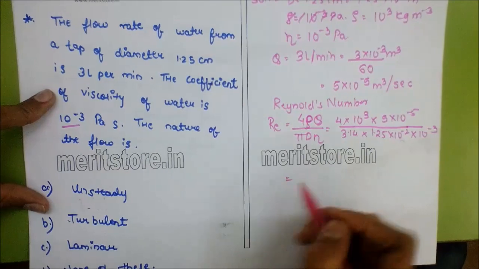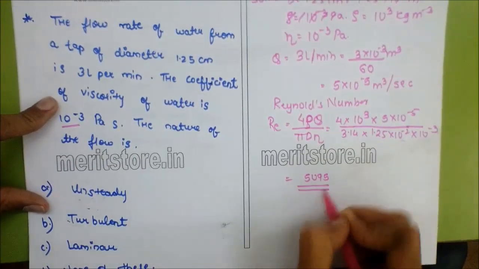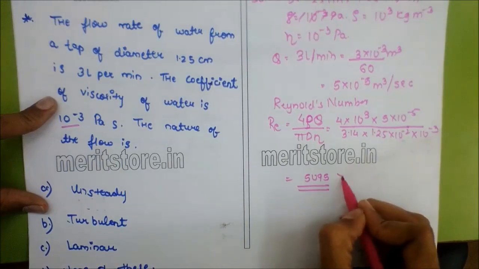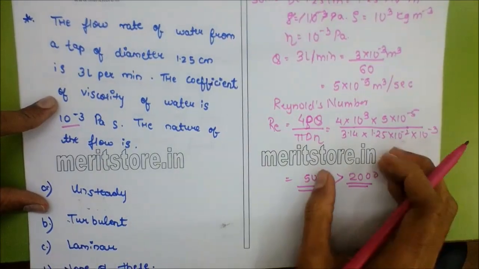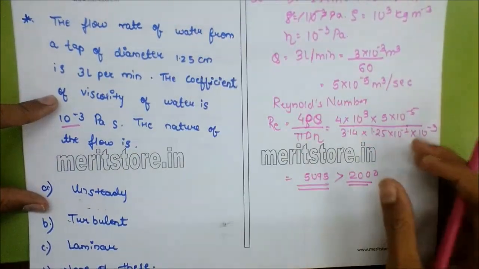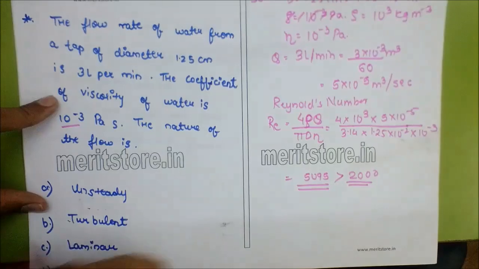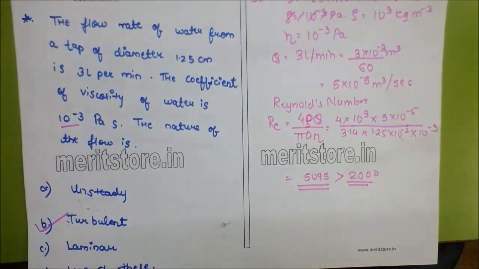Substituting all the values, what we get is 5095. And this number is greater than 2000. Whenever the Reynolds number goes above 2000, the streamline becomes turbulent. So basically the water flow through this tap is turbulent.